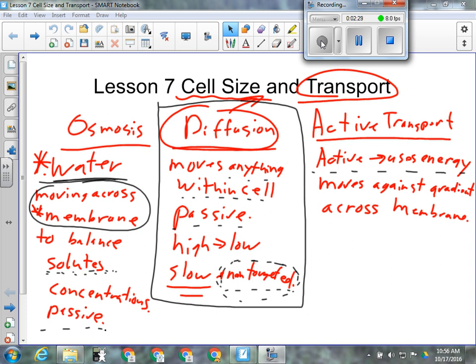And then we also talked about active transport. It's active because it uses energy and it moves against the gradient. So it moves from low to high, unlike the other two. And it's across the membrane. It doesn't happen within the cell, just to get things across the membrane.